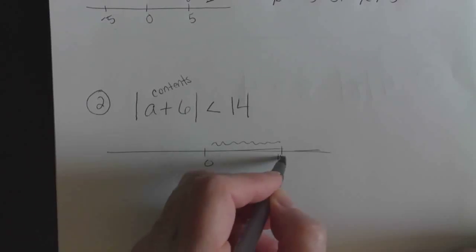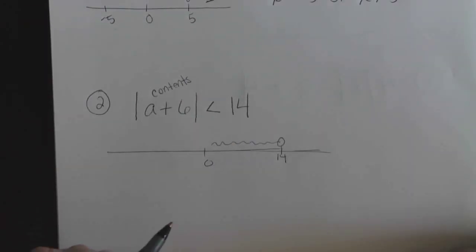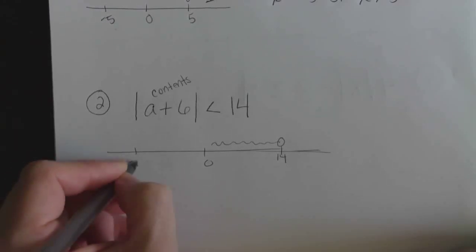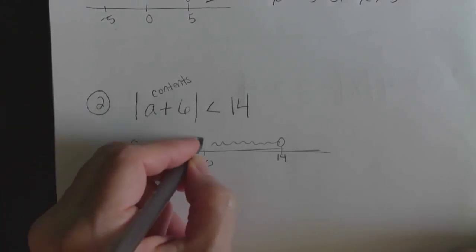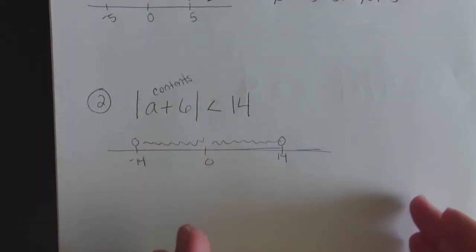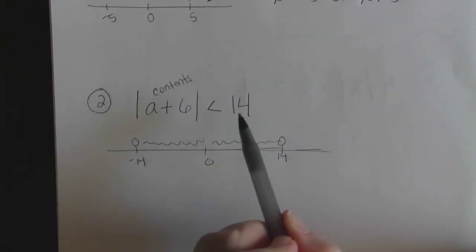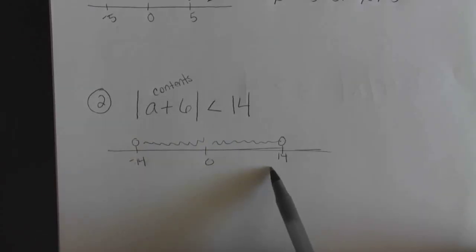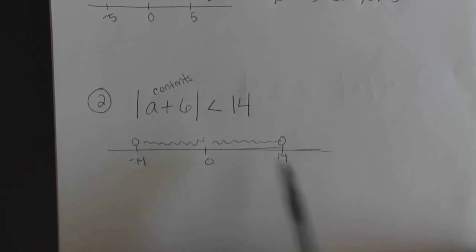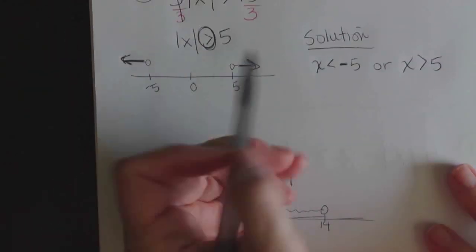So like I could go to 14, but no further. And I could go this way to -14, but no further. I'm sort of like sandwiched between the negative version of this number and the positive version. I want my distance from 0 to be less than 14 away.